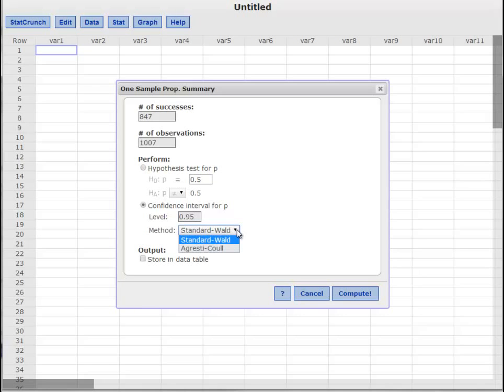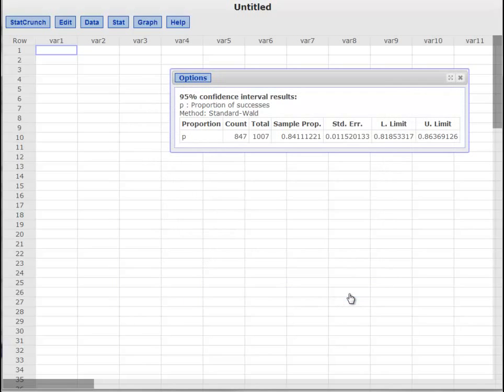Don't worry at all about this method. It doesn't impact anything, and we're not going to deal with that. All you do is click compute. Here are your results. There are your successes. There's your n, your total. Here's your p hat, your sample proportion. Here is the lower limit and upper limit, so those two numbers make up your confidence interval.